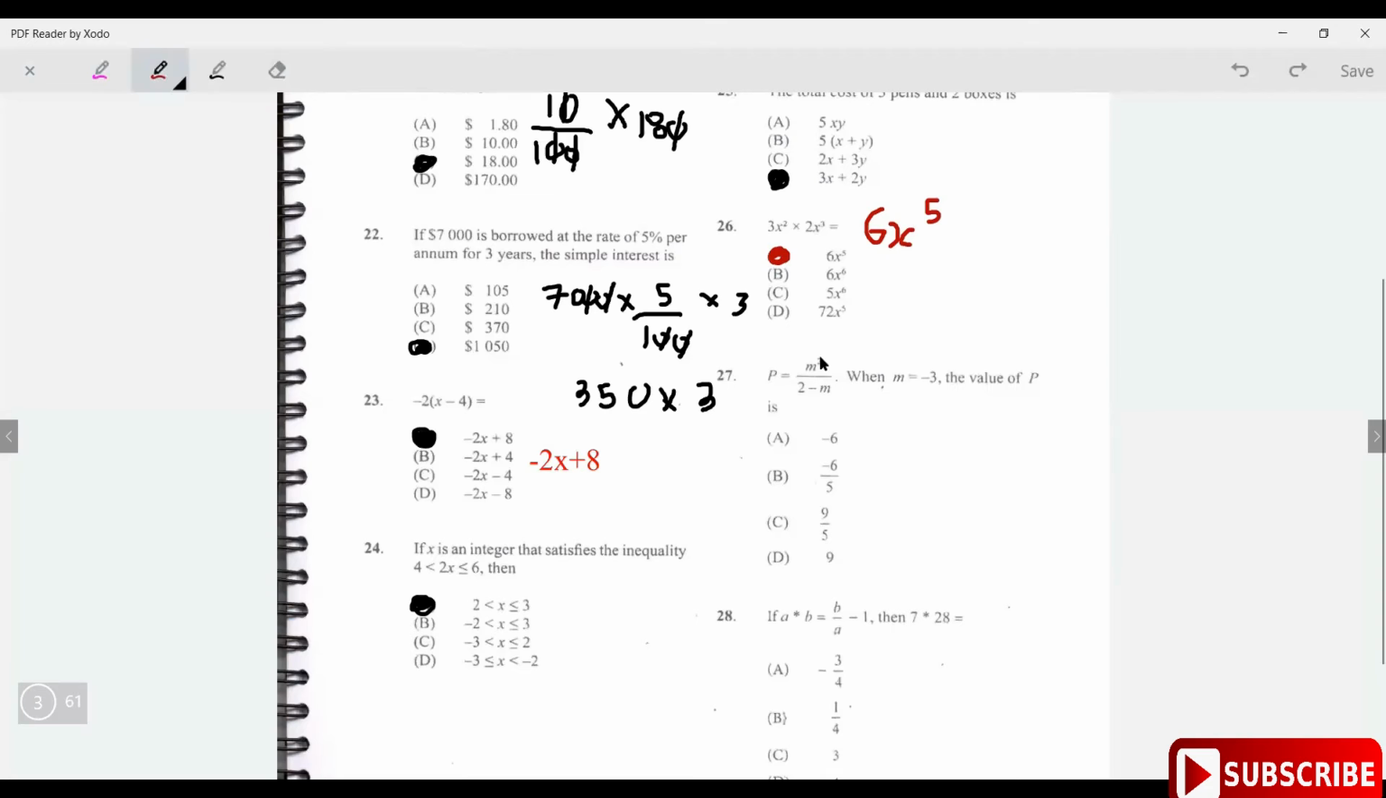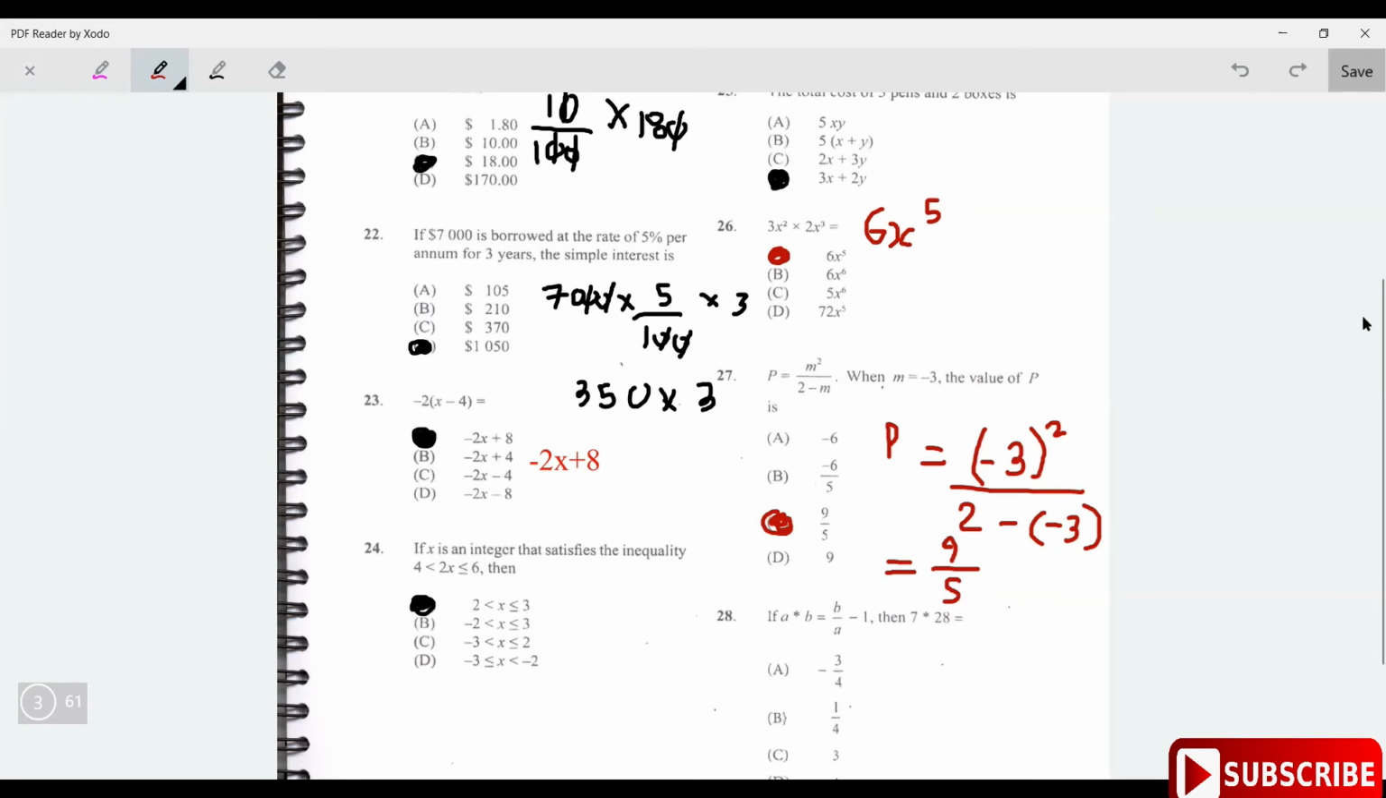Question 27. It says p is equal to m squared over 2 minus m. When m is negative 3, what is p? So p will be equal to, put in negative 3, and you square it. So it's negative 3 squared divided by 2 minus m. But m is minus 3, so it's 2 minus minus 3. Minus and minus give you plus. Negative 3 squared is 9. So you get 9 divided by 2 plus 3, which is 5. So you get 9 over 5, which is option C.